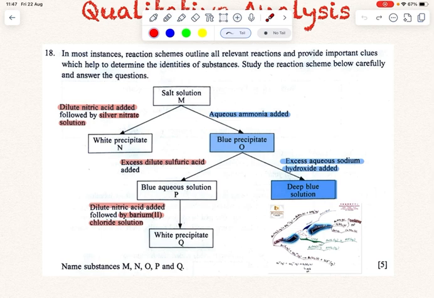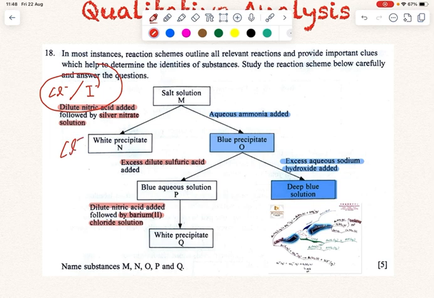What happens is that when we use dilute nitric acid followed by silver nitrate, we are looking for the presence of chloride or iodide anions. And when we have a white PPT, it confirms that the anion is your Cl minus, your chloride.